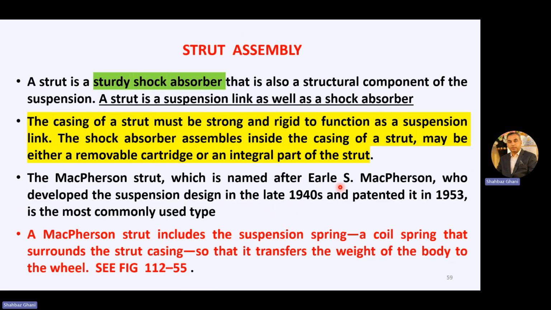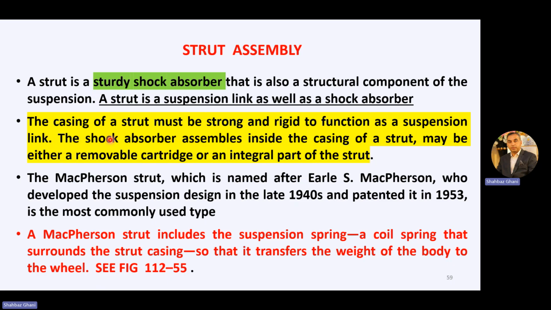Next, the sixth component of the suspension system is the strut assembly. A strut is a sturdy shock absorber that is also a structural component of the suspension. A strut is a suspension link as well as a shock absorber. The casing of a strut must be strong and rigid to function as a suspension link.